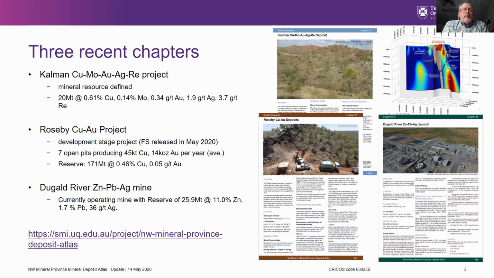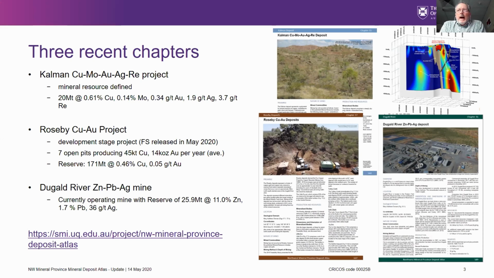And I guess Kalman and Roseby have both flown under the radar a little bit, given their earlier stage projects. Certainly the deposit chapters that we've completed to date, the majority have been on operating mines. Look, and the third one is the Dugald River zinc lead silver mine, which Nathan is going to talk about in covering that area in a minute. And it's, I guess, a relatively new mine compared to others in the province. And you can see there it's got a reserve of about 25 million tonnes with zinc being the dominant metal there.